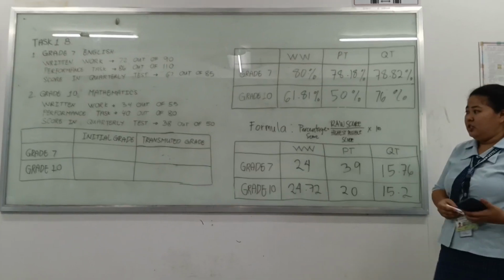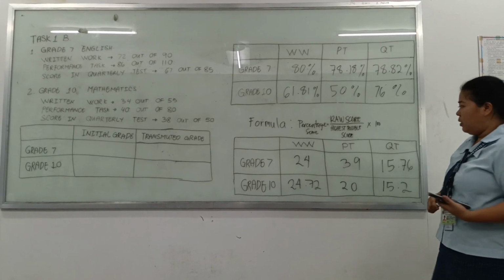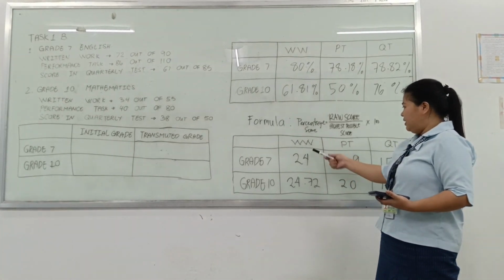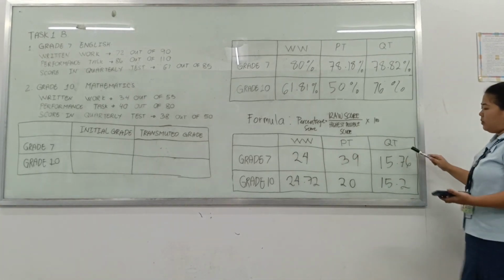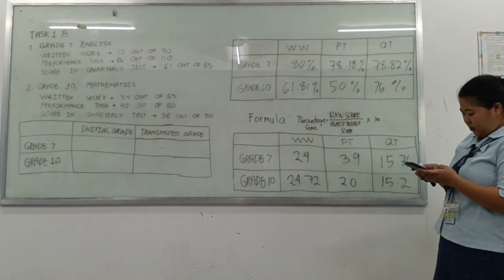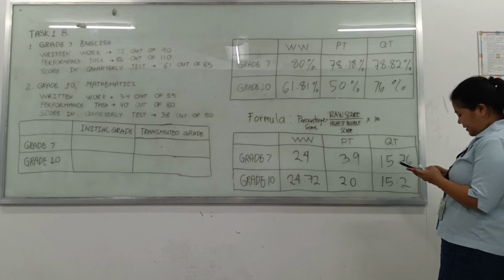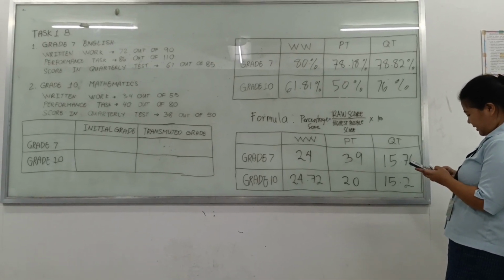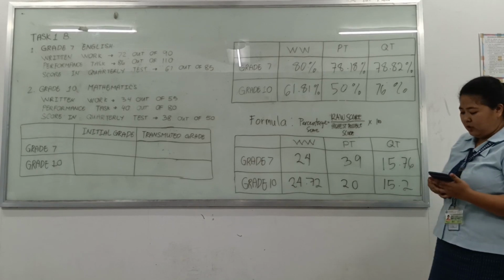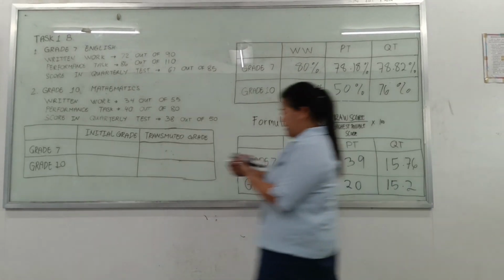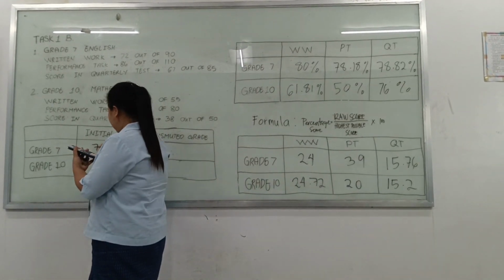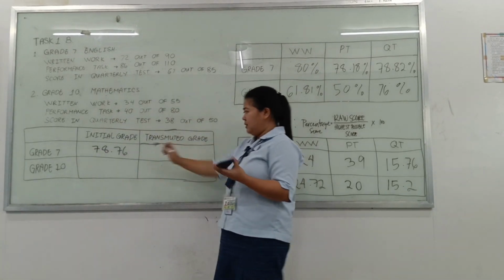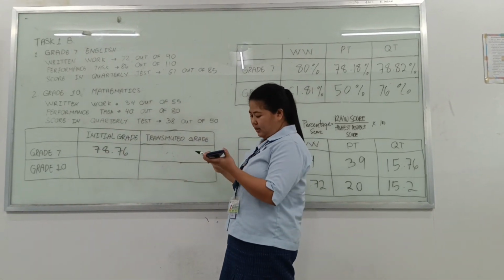To get the initial grade for grade 7, we're going to add the weighted scores for the written work, performance task, and quarterly test. So 24 plus 39 plus 15.76 is equal to 78.76. So if transmuted, 78.76 will be 86.